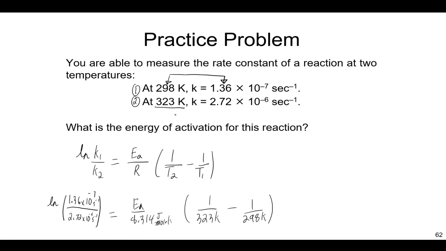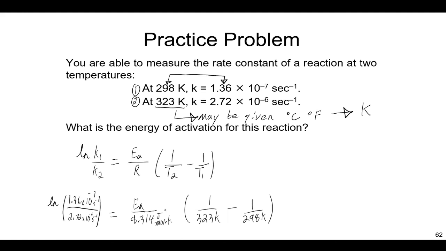These were given in Kelvin. A lot of the times for these problems, the temperature will be given in degrees Celsius or degrees Fahrenheit, so make sure you are doing the conversion. Always put these into Kelvin for sure. If you're given an energy of activation, it might be in joules, it might be in kilojoules. Make sure it matches joules if that's the R you're using.